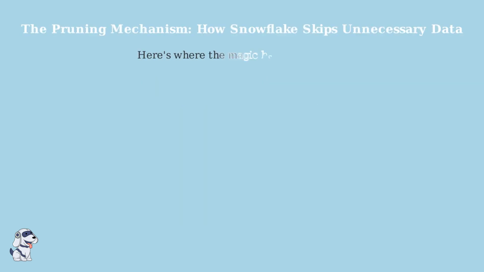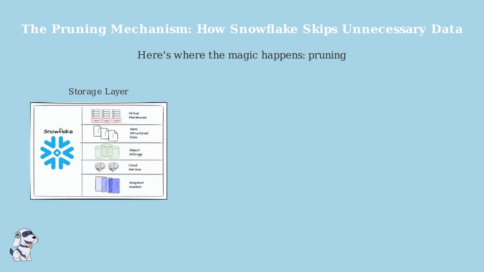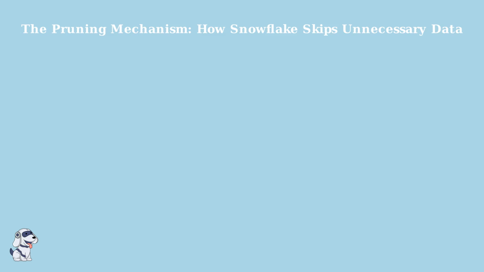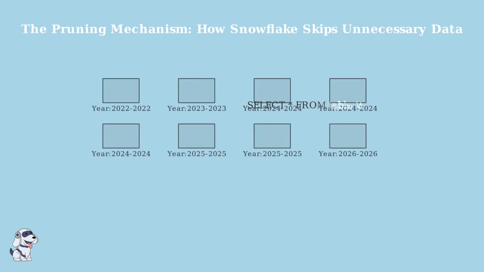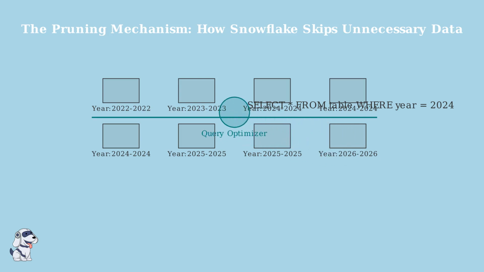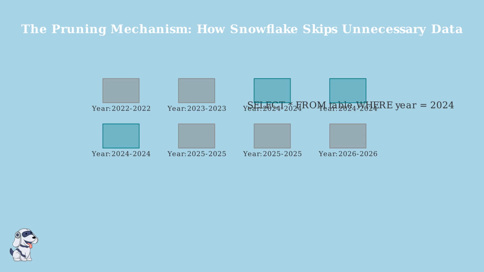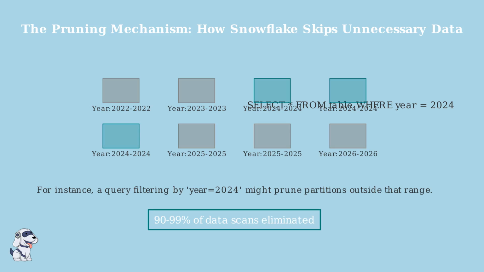In the storage layer of Snowflake's architecture, micro-partitions hold the data, and here's where the magic happens. Pruning. When you run a query, Snowflake's Query Optimizer examines the metadata of each micro-partition, including minimum and maximum values for each column. It then identifies and reads only the partitions that contain relevant data for your query. This partition pruning can eliminate 90 to 99% of unnecessary data scans, significantly reducing compute costs and improving performance. For instance, a query filtering by year 2024 might prune partitions outside that range.